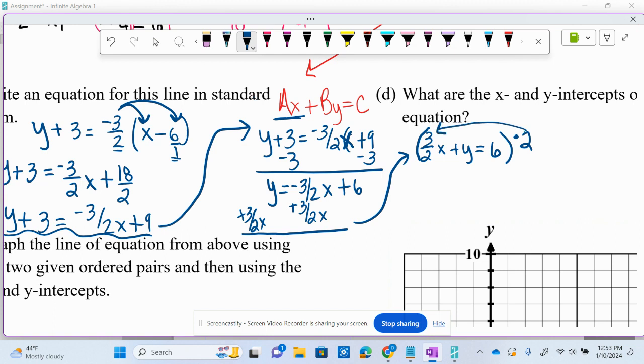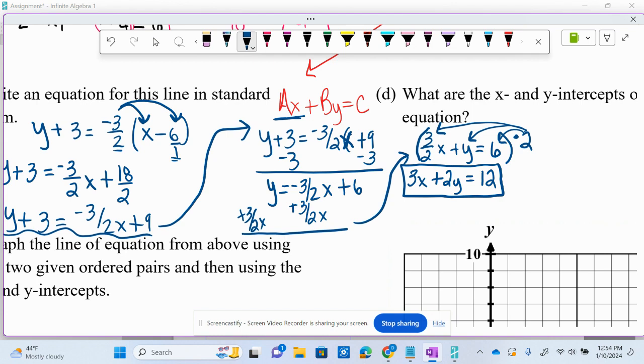So 3 halves times 2 gives me 3x. Y times 2 gives me 2y. And 6 times 2 gives me 12. So now I have taken the 2 ordered pairs that I was given at the very beginning, and I wrote them in standard form. Okay, I wrote them in standard form.